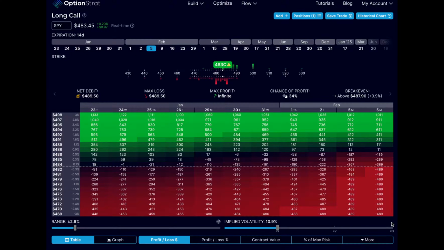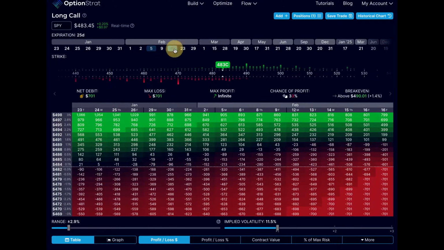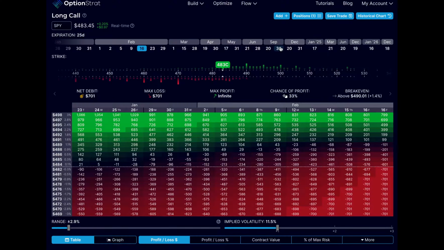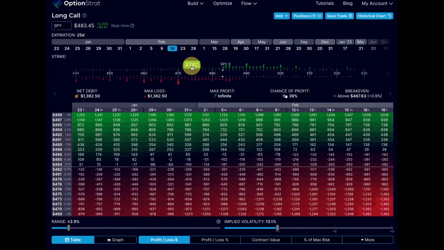So a couple of other things that I want to point out. If I want to change my expiration up here, I can do that. I can move this to February 16th or whatever I want to go to. I can also scroll these. If I want to go out further in time, I can slide this entire bar left or right. Of course, I can do the same with the underlying, the option that I'm going to buy. Right now, I'm looking at buying a 483 long call, but maybe I want to buy something further down the chain.